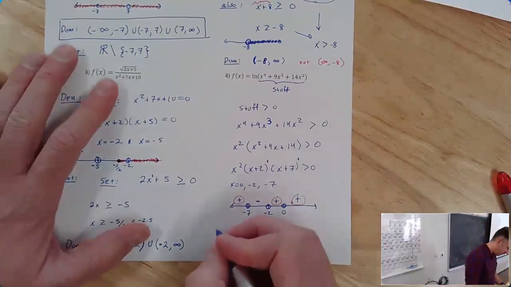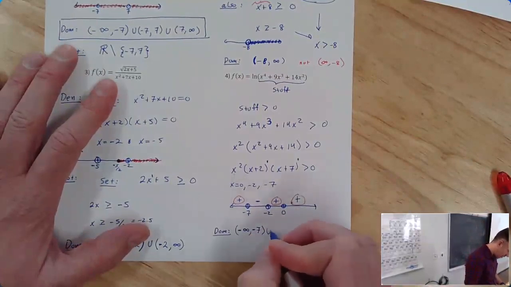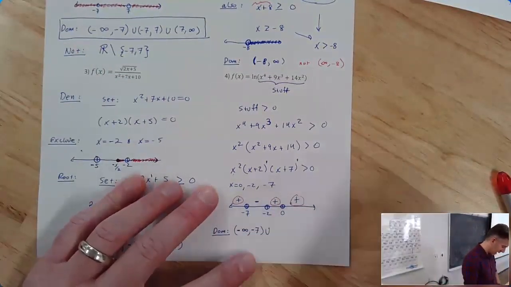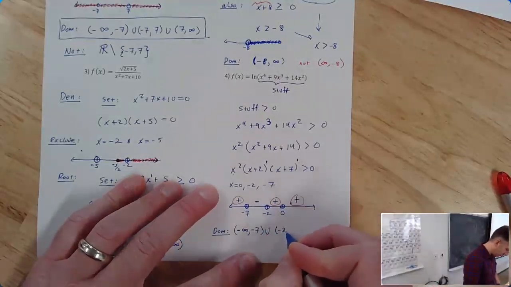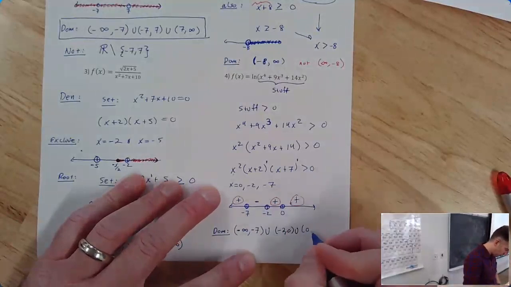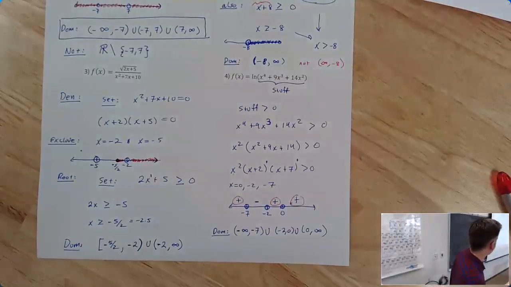So I want everything from negative infinity up to -7, exclusive of -7, union. I don't want anything between -7 and -2. That's out. I want everything from -2 to 0, exclusive of both. Union, I want everything from 0 onward. And that would be the domain of this particular function.